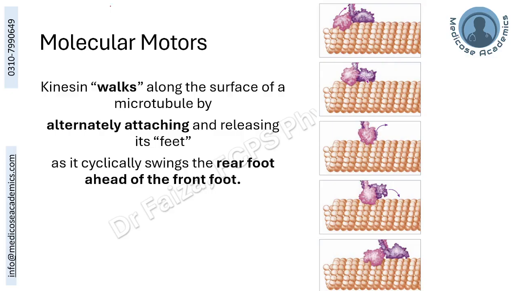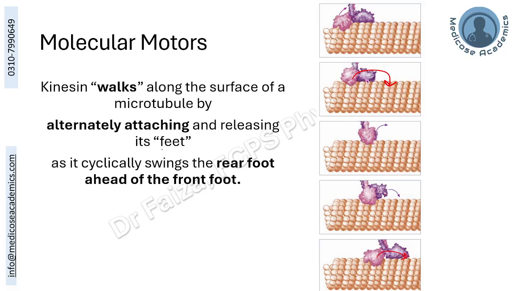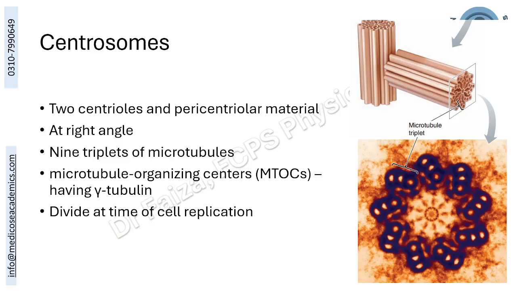Kinesin walks along the surface of a microtubule, and how does it do so? Like we do, by alternately attaching and releasing its foot. First this foot was attached and then it was released, and when it was released, its next attachment was in front of it. As you can see over here, then the other foot was detached and placed ahead of the previous one. So one foot ahead of the other foot, with continuous attachment and detachment. This is how dynein and kinesin walk along the microtubules.